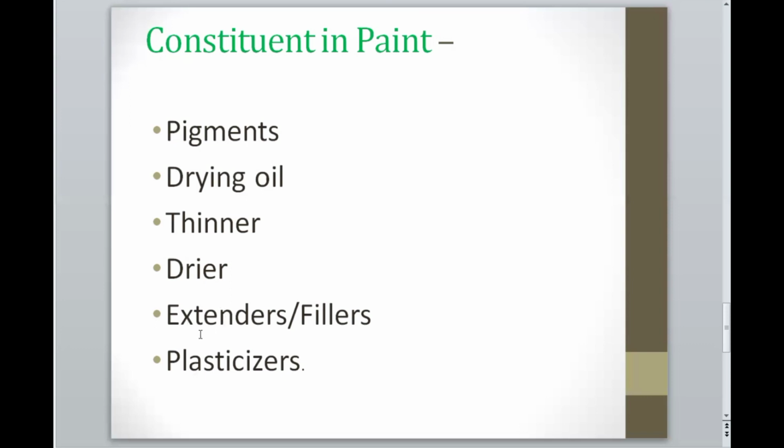Next ingredient present in the paint is the extenders or fillers. Extenders increase the durability of the paint, and they also act as a carrier of the pigment colors. They are the carrier of the different colored pigments. Okay. So that's why fillers are also used in the paint. And the last constituent present in the paint is the plasticizers, and these plasticizers provide elasticity to the paint film and also minimize cracks on the painted film. Okay. So for different purposes we use these different ingredients in paint making.